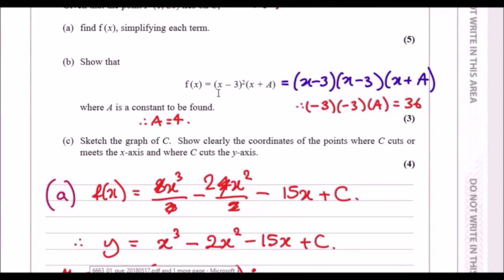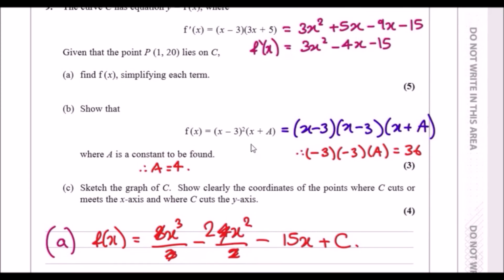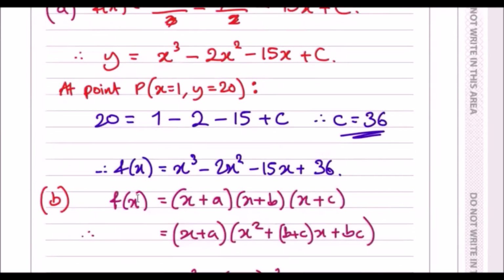Show that f(x) equals (x minus 3) all squared times (x plus a). Okay, so that's literally 2 lots of them, x minus 3 twice, where a is a constant to be found. Now, to find a is actually dead easy, because one thing you have to realize is that this f(x) is basically the full expanded one we have right here, where we just deduced.